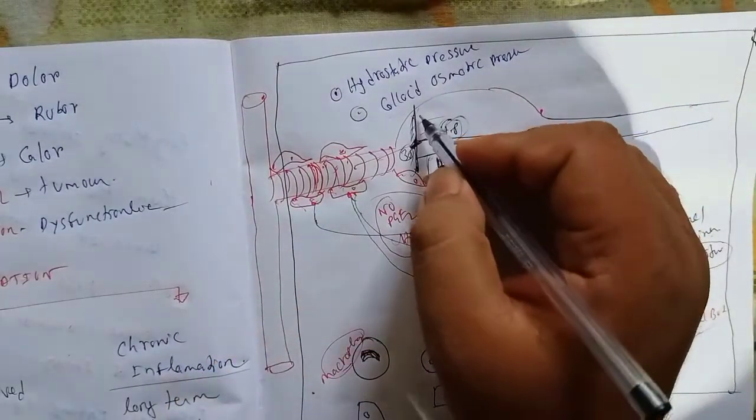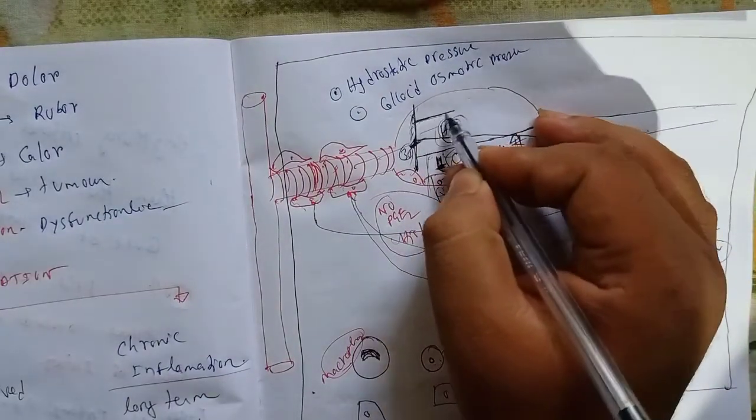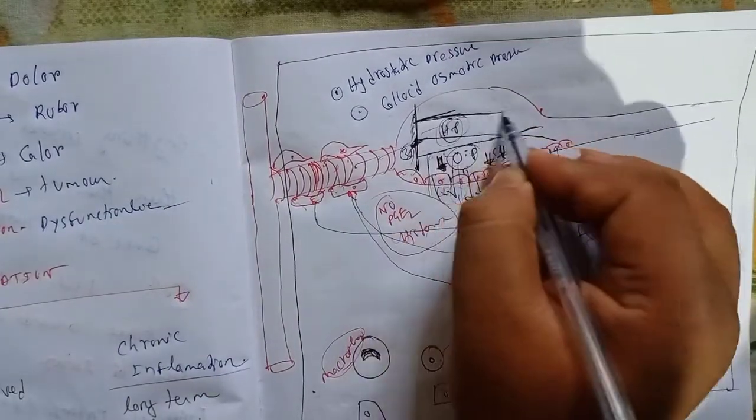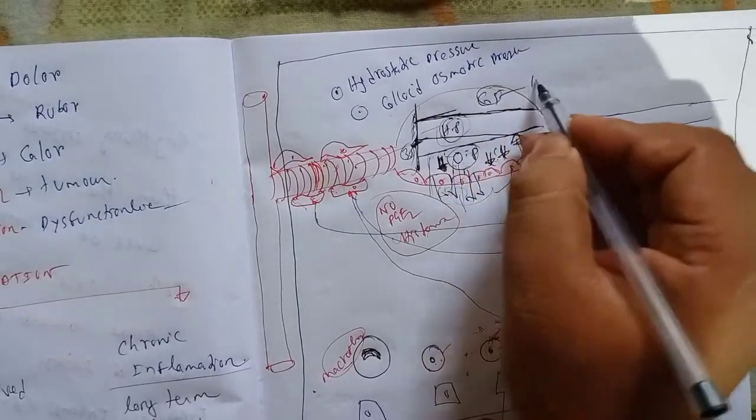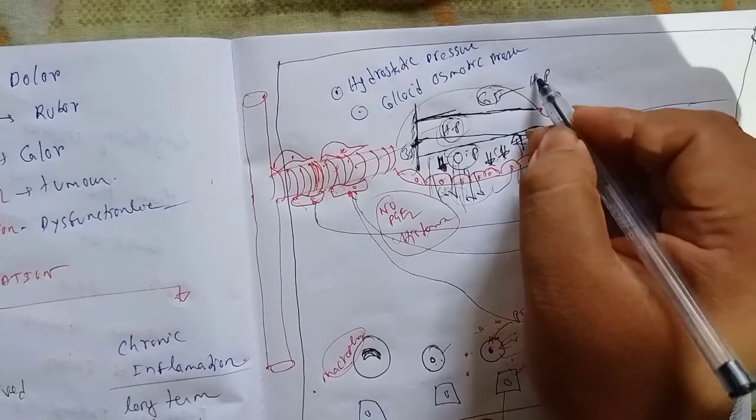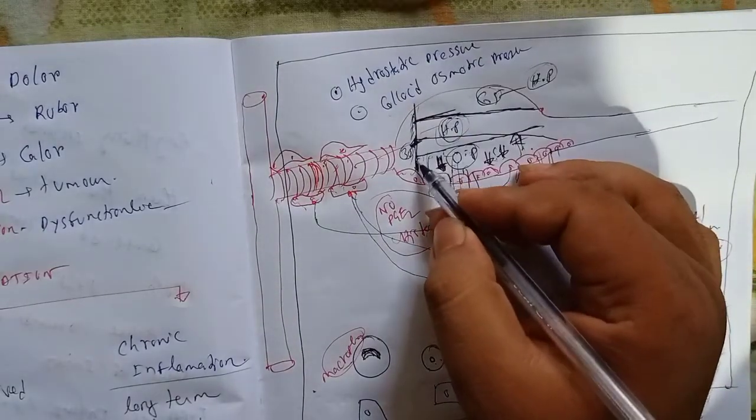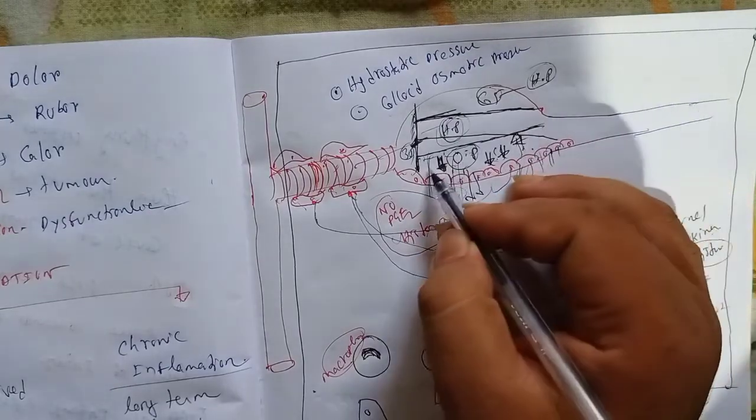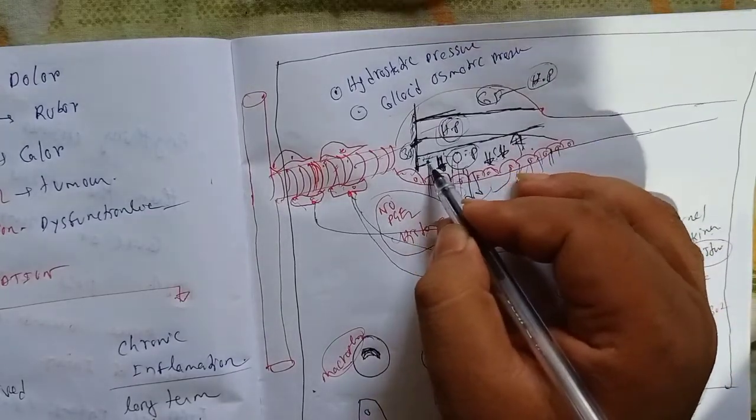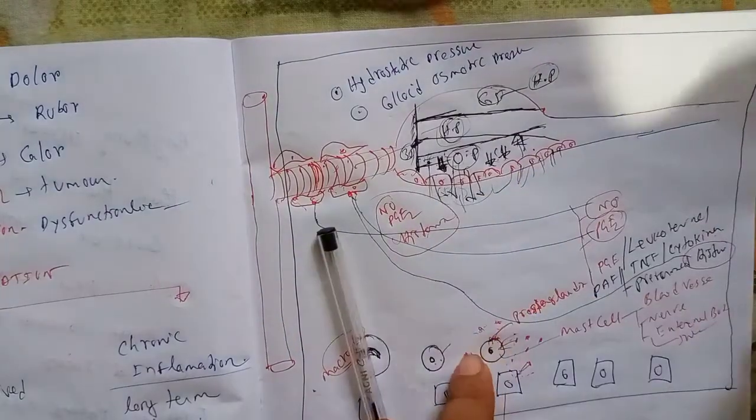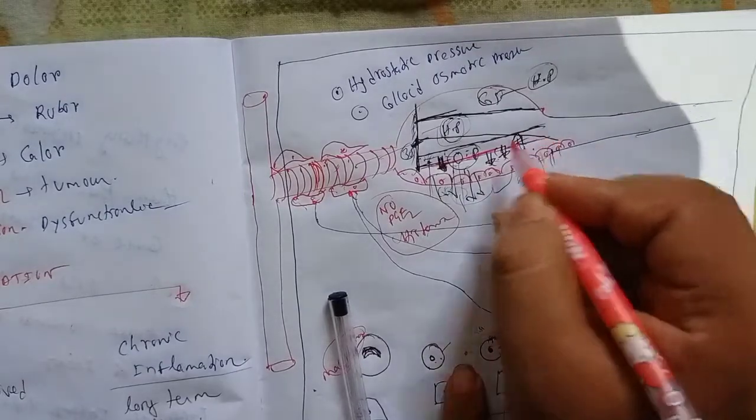But whenever we have inflammation, at that time the hydrostatic pressure may be up to 65, and the osmotic pressure will get decreased.